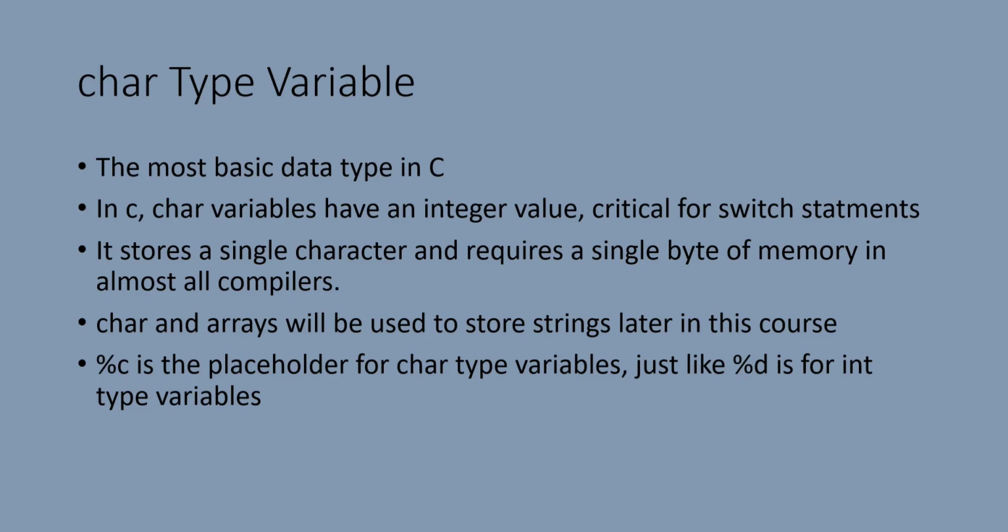The char type variable is the most basic type in C, and in C, char variables have an integer value, and they're critical for switch statements. That's why I'm bringing them up today. The char variable stores a single character. Char and arrays, which we will learn about later, will be used to store strings later in this course. And just like integers and doubles, this has a placeholder. The placeholder is %c for char type variables, just like %d is for int or %f is for double.